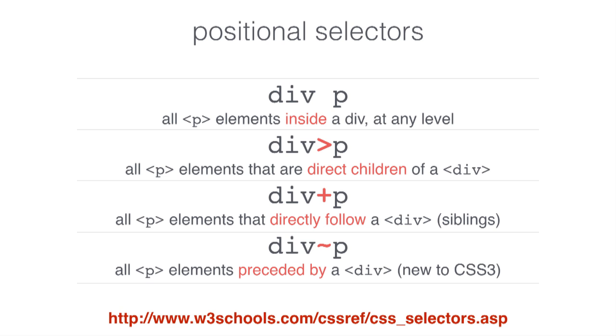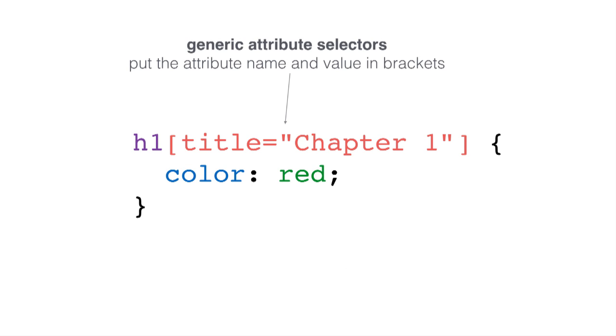You can get even more specific by selecting based on an attribute value. You can actually use any attribute in your selector by putting the attribute name and value in brackets directly following your element selector. So, for example, here we're selecting any heading 1 that has a title attribute with a value of chapter 1.